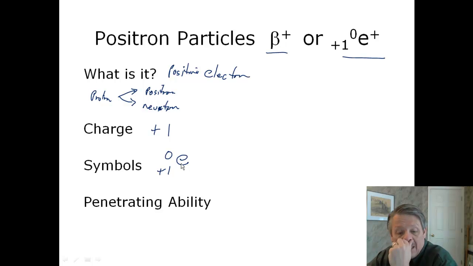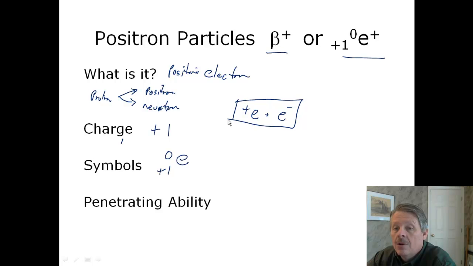Now, how much penetrating ability does it have? Well, frankly, not a whole heck of a lot. And the question is, well, why not? Why wouldn't it have the same penetrating ability as an electron? Well, in theory it would, but what would happen if you take a positive electron and a negative electron, because they're negative electrons all over, and get them together? All right? Well, when they get together, they actually annihilate each other.